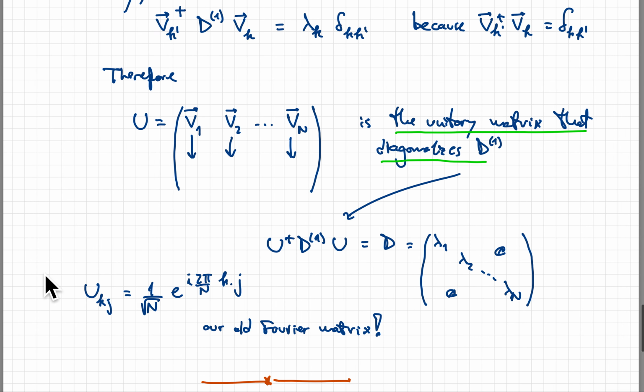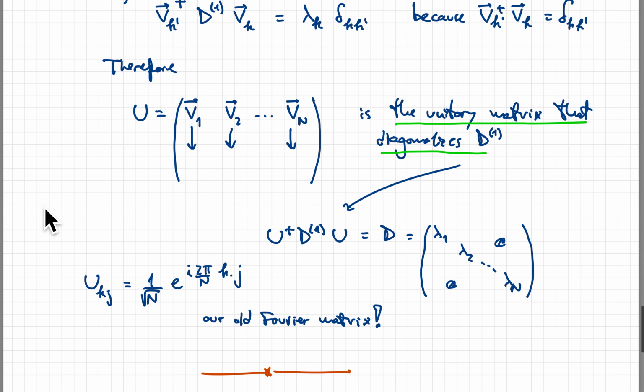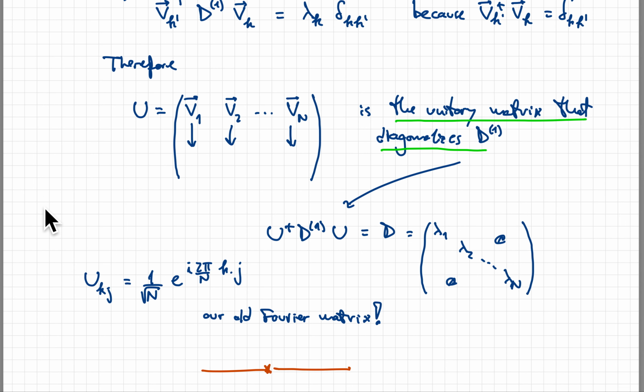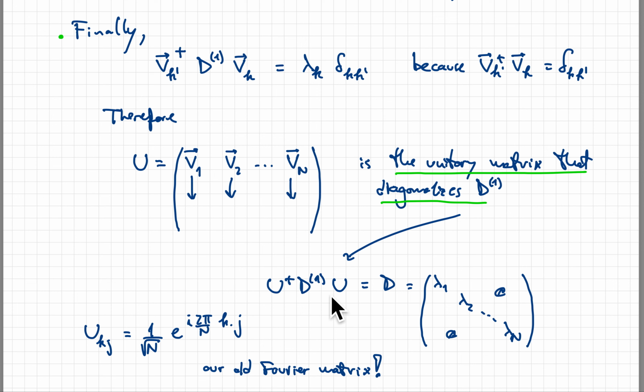And then finally, written in full form, the elements of our diagonalizing matrix, the unitary matrix U, are given by this: U_kj is 1 over square root of n times e to the i 2 pi over n times k times j, which is our old Fourier matrix once again, which we saw in the last couple of videos. This is, in a nutshell, how you diagonalize differential operators in systems with periodic boundary conditions that are put on a lattice. The Fourier modes are simply given by this formula that we saw before, and then if you sandwich your operator between U and U dagger in this way, you obtain the diagonal form of your operator.